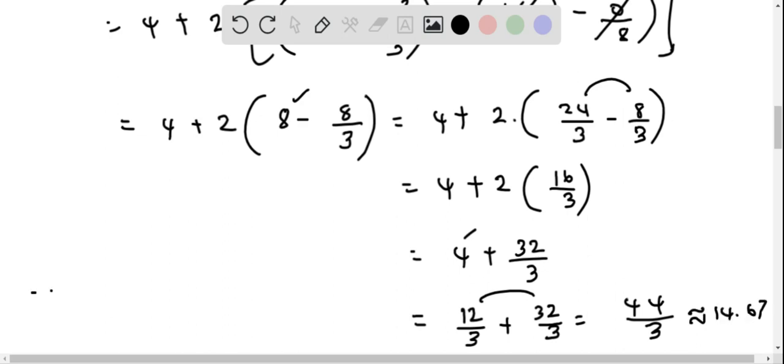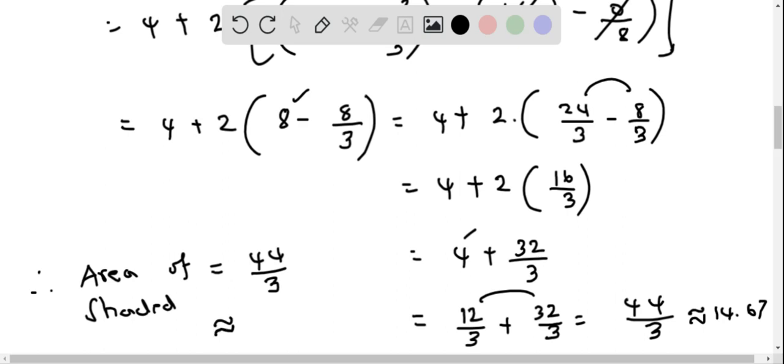So therefore, the area of the shaded region is equal to 44 by 3, or in terms of decimals, it's approximately 14.67.